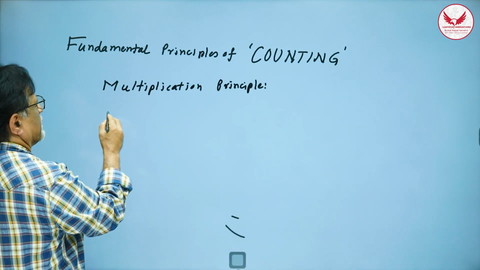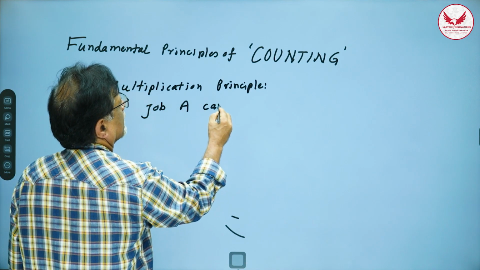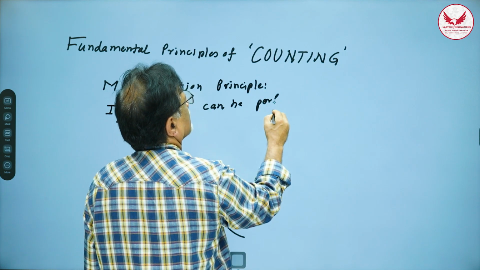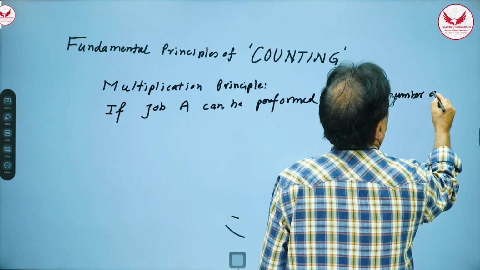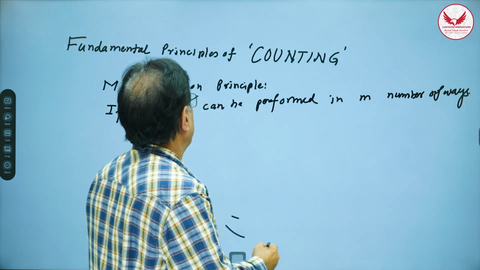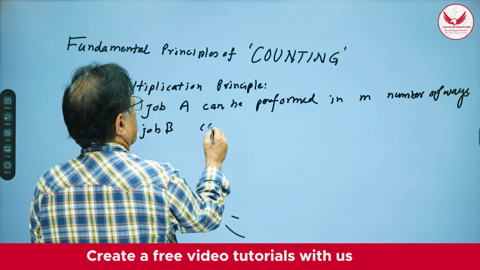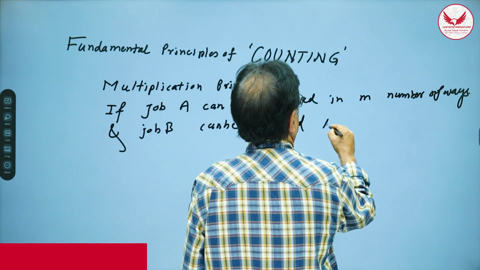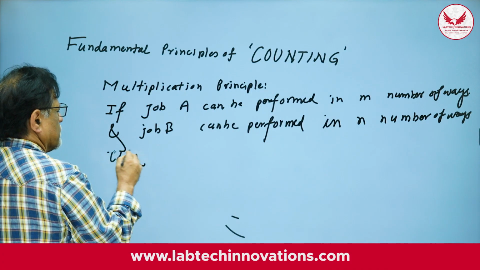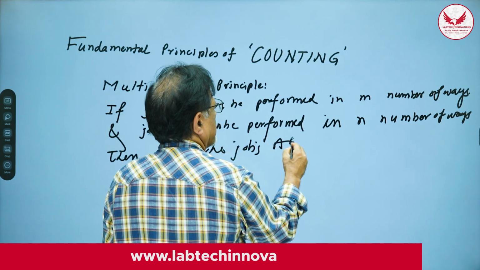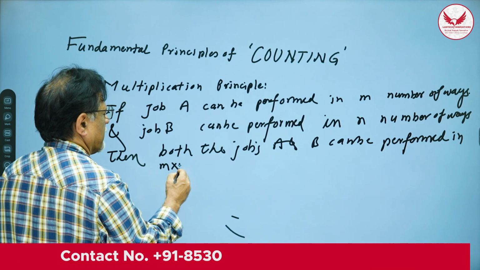Now it can be described like this. If job A can be performed in m number of ways, and job B can be performed in n number of ways, then both the jobs A and B can be performed in m multiplied by n ways.